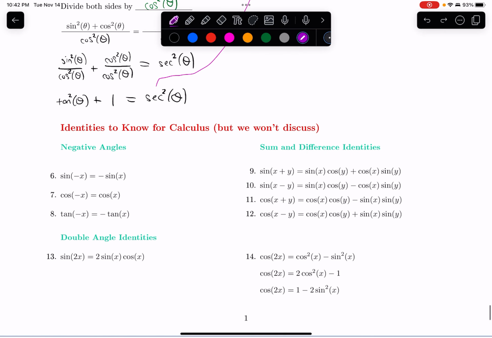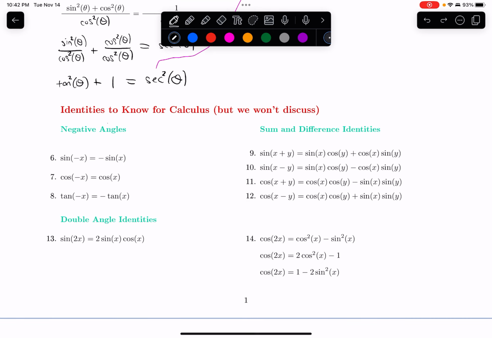There are a number of other trig identities that you'll probably use in calculus, but we won't really discuss them in our class. Okay, so there are some negative angle identities. Like, for example, what happens when you do cosine of a negative angle?